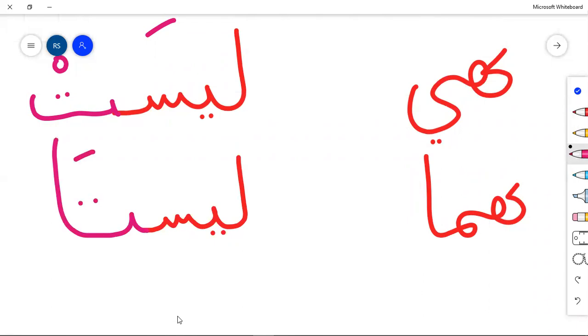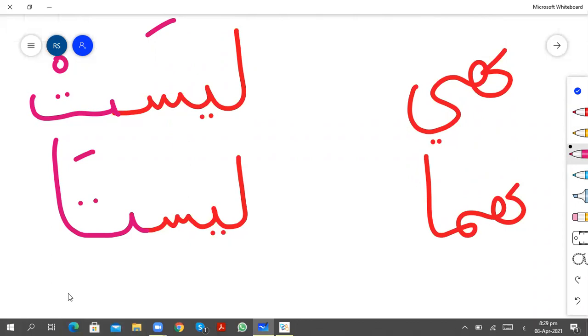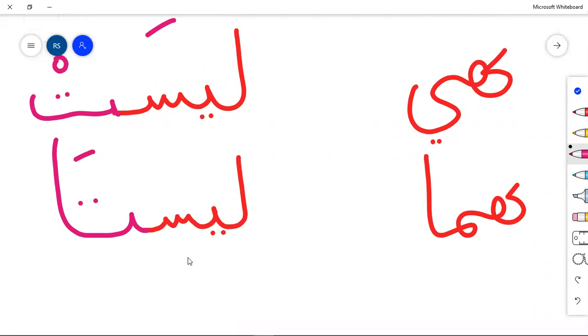For the pronoun, you can say with the verb. Laysa is actually a verb. First thing you all need to know is that Laysa is not a noun. It is a verb. So with Laysa, we say Laysata. Okay. Huma Laysata.